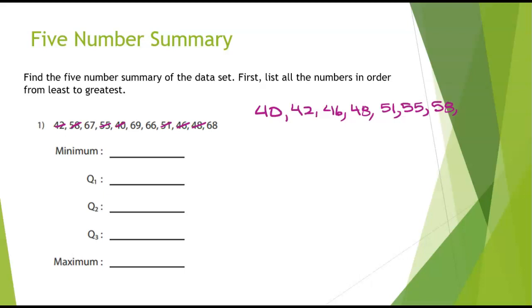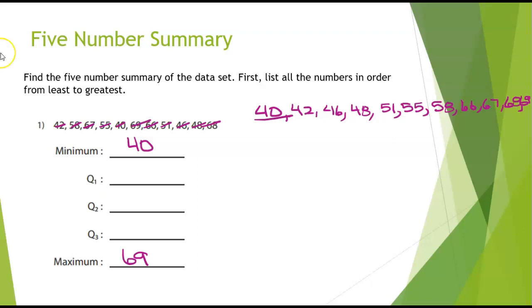I have a 66. I have a 67. 68 and a 69. Oh my gosh, I almost ran out of room. Okay. So, first thing I want to do, my minimum value is 40. And my maximum value is 69. So there, I've got those two numbers done.